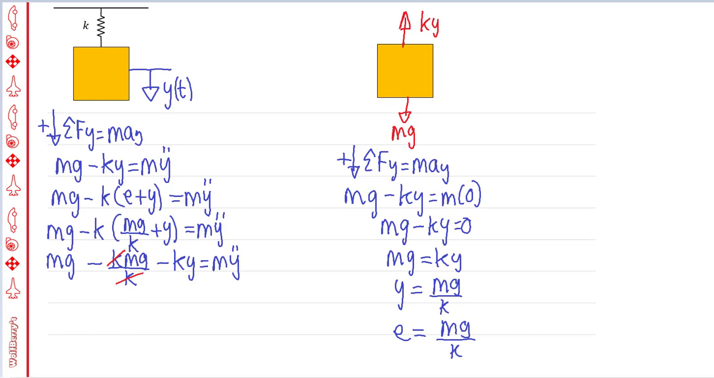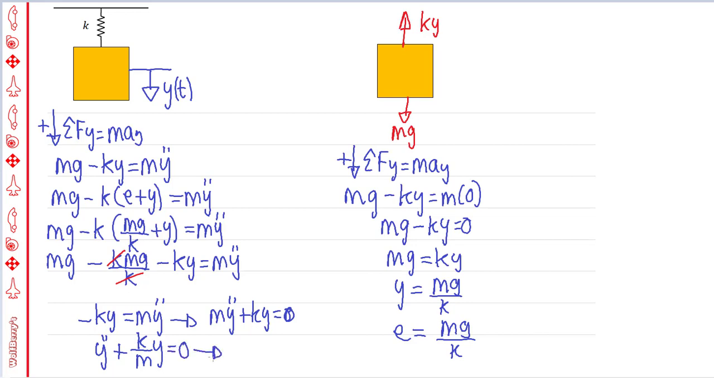Then you're left with mg minus mg, which is 0. So all you have left is minus ky equals my double dot. Let's put them both on the same side of the equation. Plus ky equals 0. Divide both sides by m. We have y double dot plus k over m y equals 0.